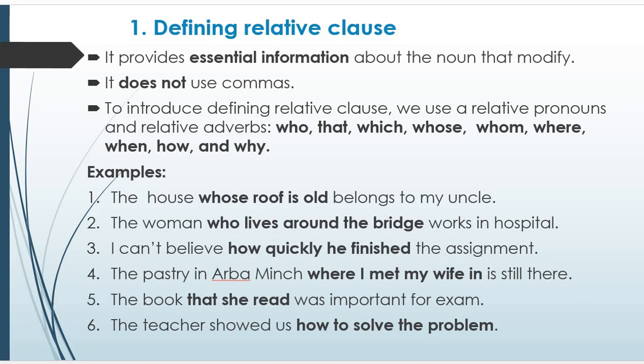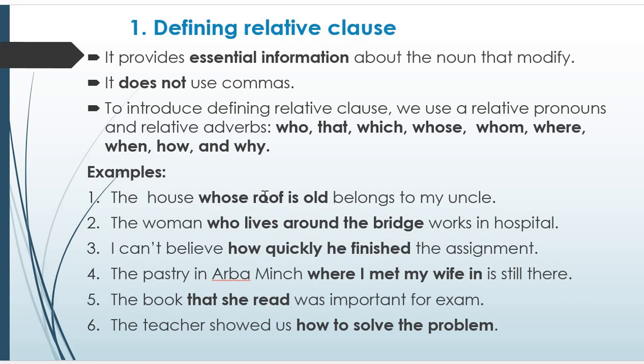The first one is the defining relative clause. A defining relative clause provides essential information about the noun that it modifies. It doesn't use commas. To introduce a defining relative clause, we use relative pronouns and relative adverbs like who, that, which, and the likes. Let's look at some examples of it.